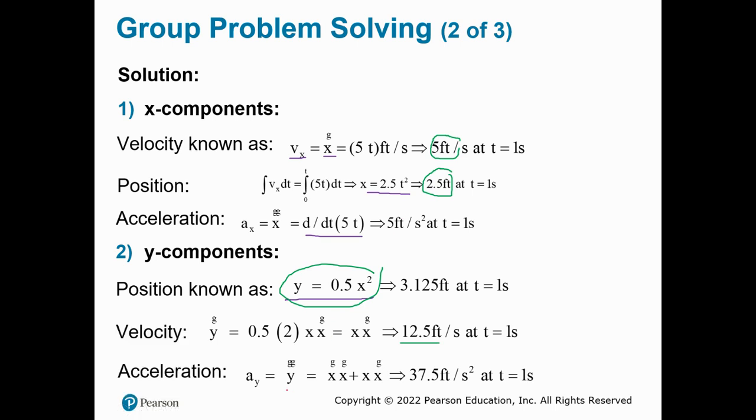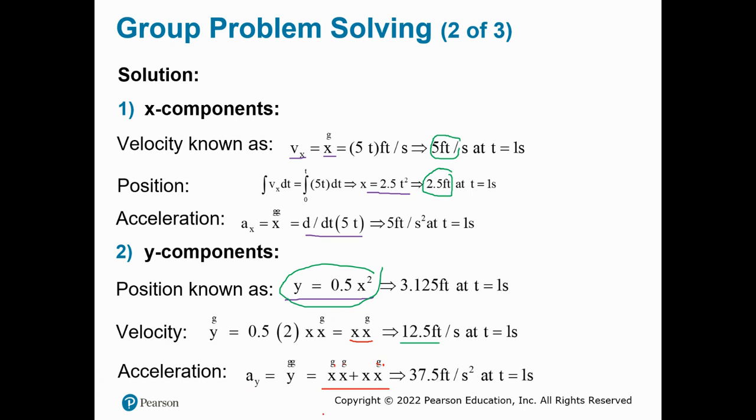And keep going. Lastly, the acceleration on the y component, y double dot, the second derivative of the position. Or you can look at it as the first derivative of the velocity. So in other words, you're taking this term and differentiating with respect to time. Since you have x and x dot, it's going to be a product rule. This would actually be a double dot right here.